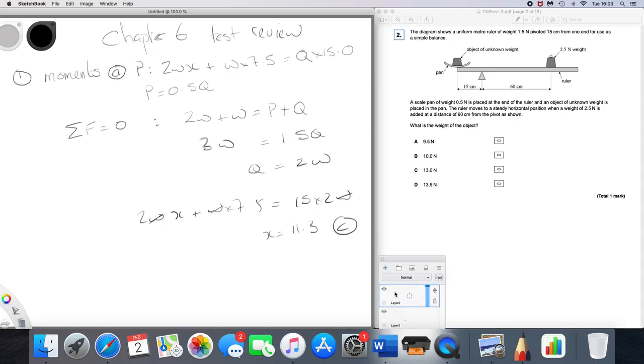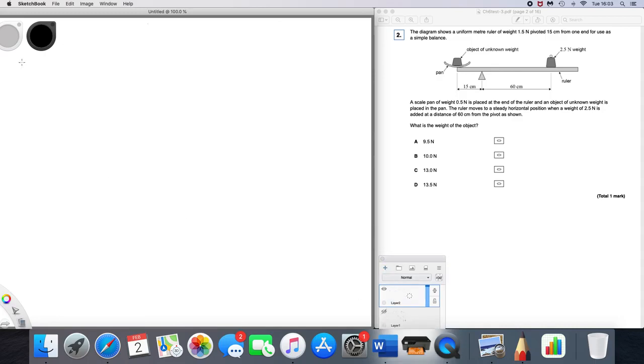So, question 2 then. They're not all that difficult. Question 2. The diagram shows a uniform meter ruler of weight 1.5 newtons, pivoted 15 centimeters from one end for use as a simple balance. A scale pan of weight 0.5 newtons is placed at the end of the ruler, and an object of unknown weight is placed in the pan. The ruler is moved to a steady horizontal position where a weight of 2.5 newtons is added at a distance of 60 centimeters from the pivot as shown. What is the weight of the object?